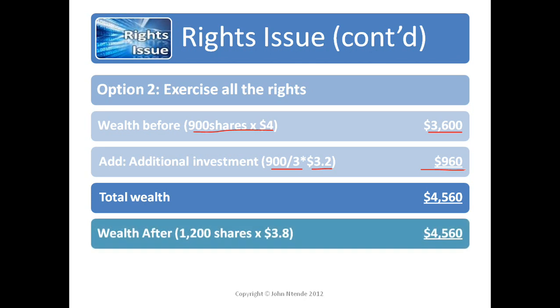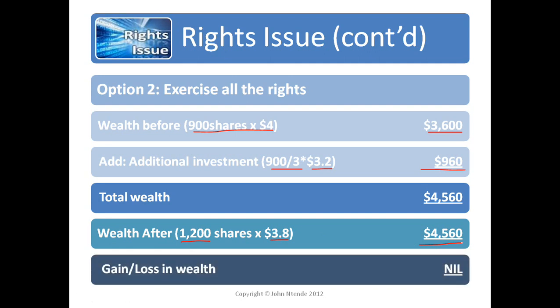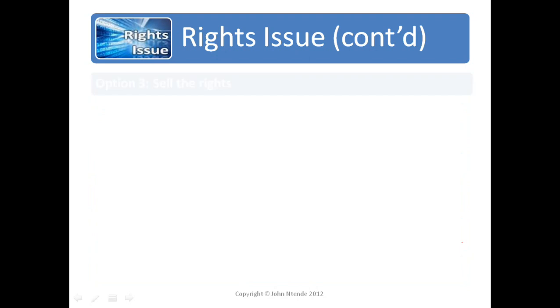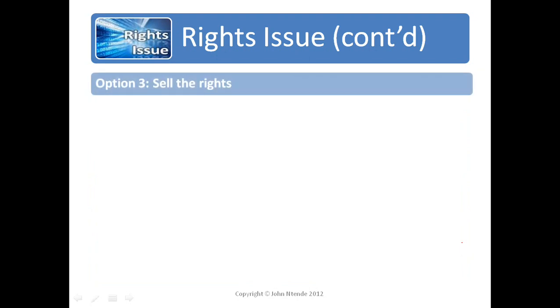Now, the wealth after the new shares are now 1,200. That's 900, plus 300, which are now trading at 3.8, the theoretical exercise price, which gives us 4,560. So you can see that there is no gain or loss in wealth. So when you exercise all the rights, you neither gain nor lose wealth, but you've increased your investment in the company by 300 shares. Now let's look at option 3, which is selling your rights.